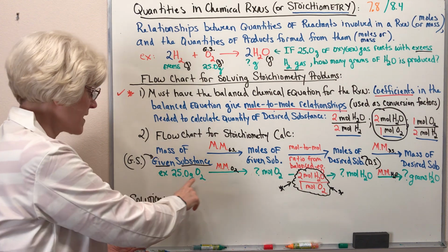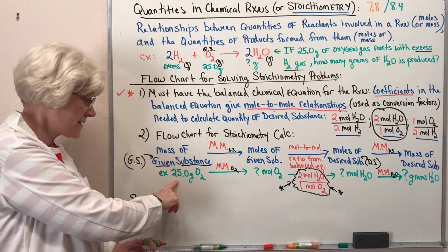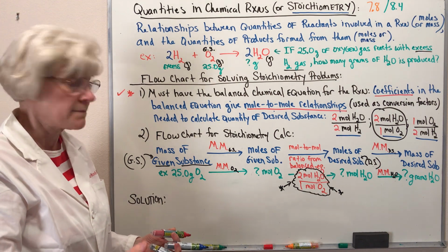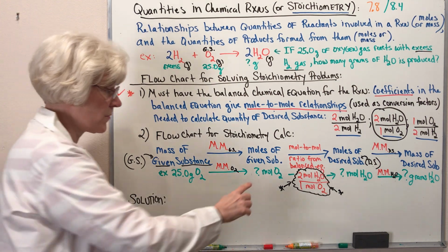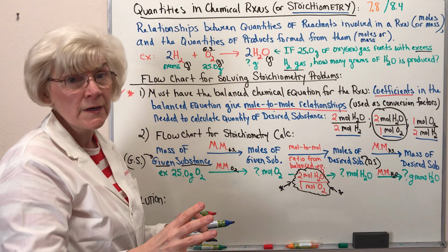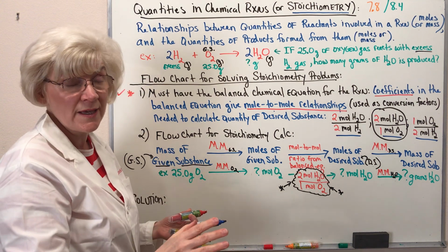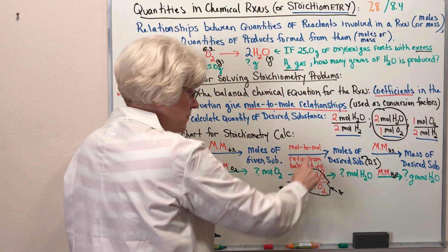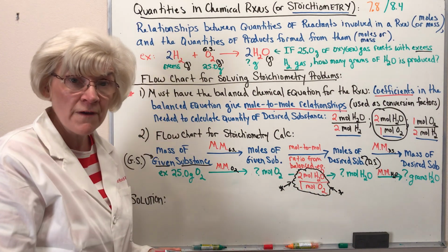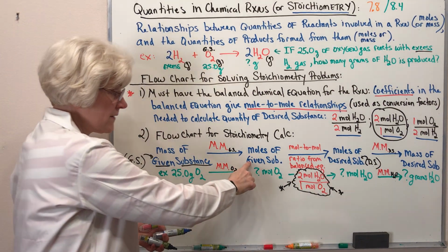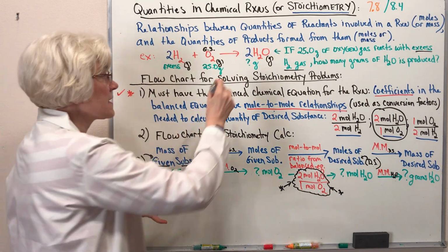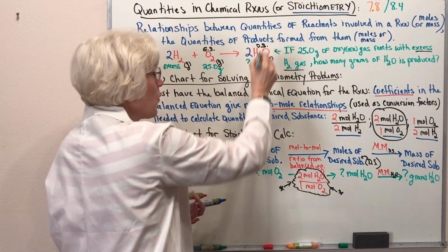So we would use the molar mass of oxygen to convert from mass of oxygen, 25 grams, into how many moles of oxygen is present. But we don't want to know about moles of oxygen. We really want to know about water. So right here is the heart of any stoichiometry problem. You need to use the mole-to-mole ratio from the balanced equation in order to write a conversion factor to get you from moles of your given substance to moles of your desired substance. And in this instance, our desired substance is water.